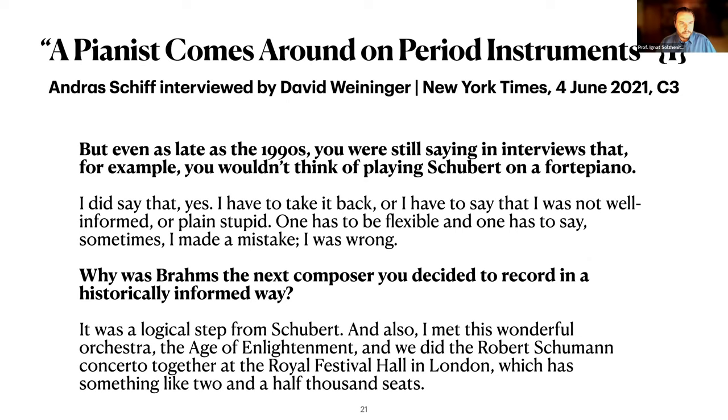He says, look, as recently as the 1990s, you weren't even thinking about playing Schubert on the fortepiano. And Schiff says, yes, I did say that, but I have to take it back. I was stupid. One has to be flexible and sometimes say I made a mistake. I was wrong. Okay, well, why was Brahms the next composer you decided to record in this historically informed way? And he talks about that it was the next step from Schubert. He was playing the Schumann Concerto at Festival Hall in London, which, if you've ever been there, is a huge hall. It's difficult to project there. The sound tends to be uneven.